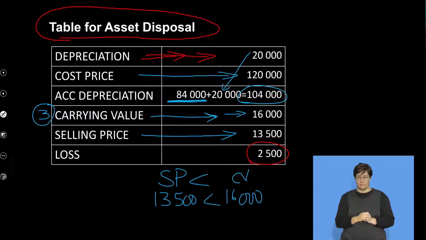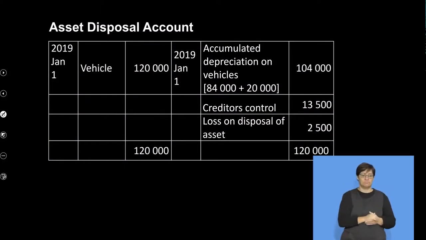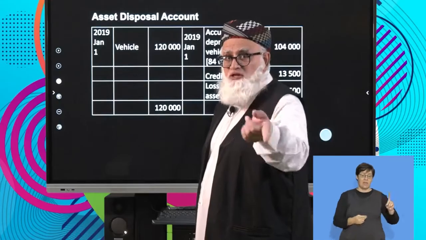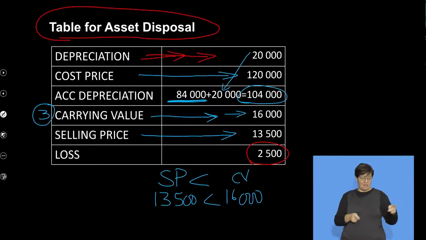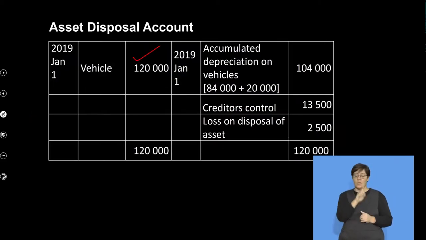Okay, now we go into the account. Step number 1, transfer your cost price. Debit asset disposal, credit vehicles. There's my 120,000. Now relate it to your table, guys. Use the information from your table. Here you can see there's your entry: debit asset disposal, credit the vehicles account.